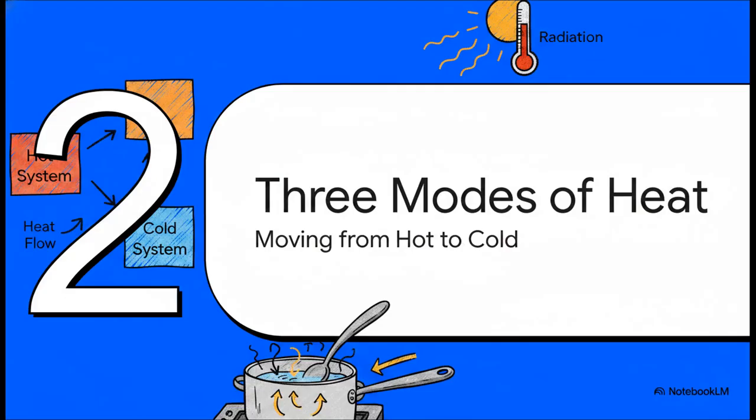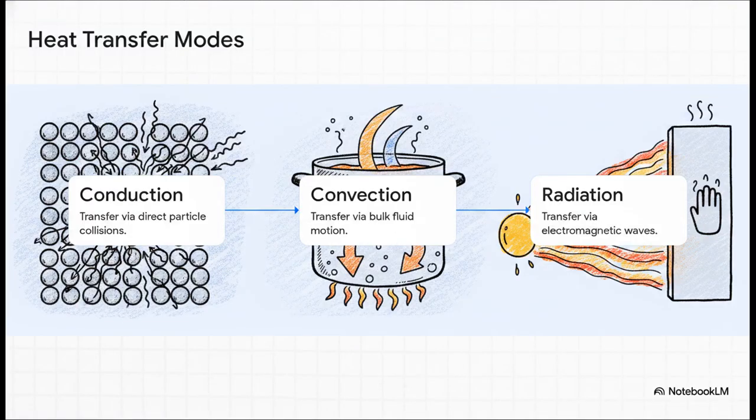Okay, moving right along to pillar 2, 3 modes of heat, or how energy moves from hot to cold. Before we get too deep into the weeds here, let's just set a clean mental checklist of the only 3 ways heat can actually move. All 3 require a temperature difference, and heat always flows from hot to cold. Conduction happens through direct particle collisions, convection involves the bulk movement of fluids, and radiation is the transfer of energy via electromagnetic waves. Let's look a bit closer.